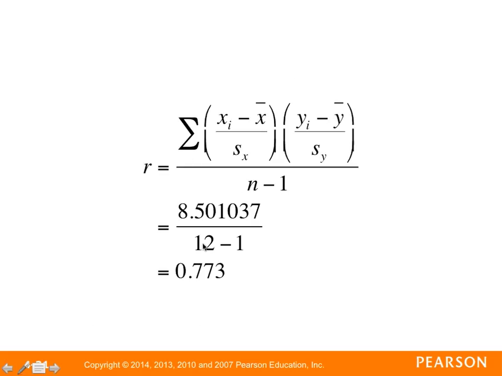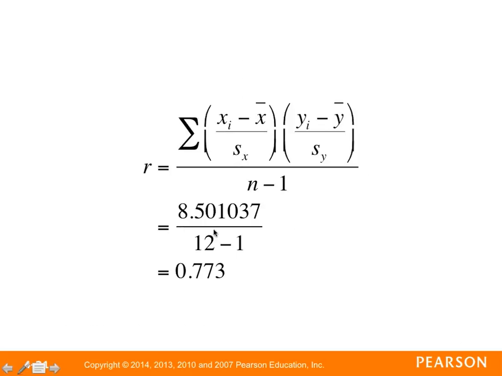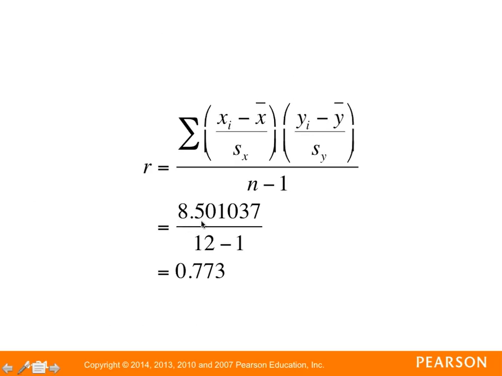So that's your numerator, and then all you have to do is divide by n minus 1. So if you look back, we actually have 12 pairs, so 1, 2, 3, 4, 5, 6, 7, 8, 9, 10, 11, 12, and this is the number of actual pairs. So it's not that we have 12 x's, 12 y's for a total of 24, it's 12 total. So we take our 8.501037 and we divide by 11 because we have 12 minus 1 or 11 degrees of freedom. And this is just the same as finding degrees of freedom for our t distribution. So if you go ahead and divide these, you get 0.773.